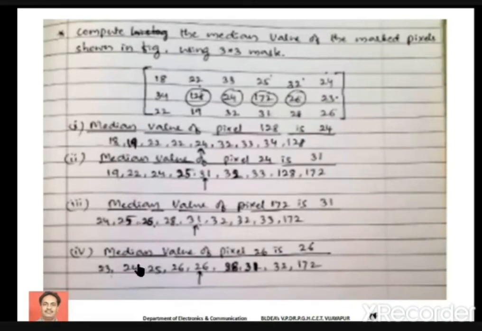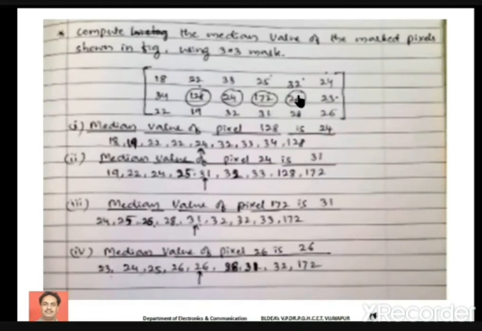And similarly, the median value of pixel 26 we calculate as shown. In this particular case, if you arrange these 9 values in the ascending order, we get 23, 24, 25, 26 2 times, 28, 31, 32, 172. And the middle value again remains 26. So now this 26 is not replaced with any new value, it is going to remain as it is.